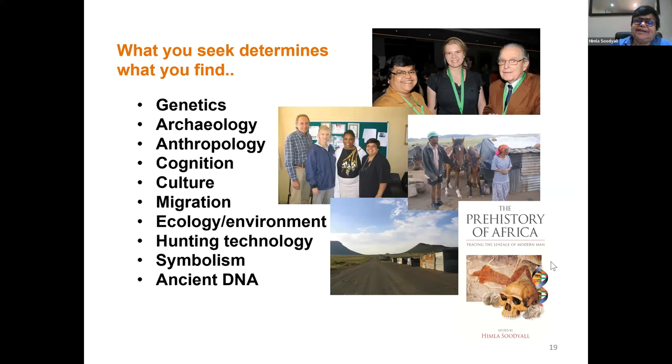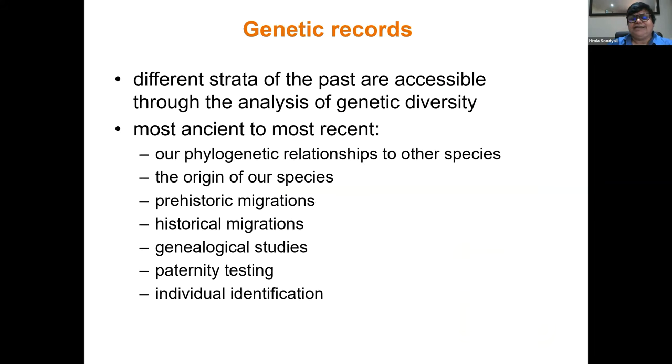And one of my first accolades is editing a book on the prehistory of Africa, which is, in my opinion, one of the first sources of bringing together in this multidisciplinary way, understanding how the different tools that have been used to reconstruct the prehistory of Africa have come together. And we still need to work on this to bring in the newer genetic tools to tell a fuller story. So using genetic records from the past, what can we learn from it? We can understand how we are related to other species. We can learn about the origin and migrations of our early ancestors. We can look at historical migrations that have been inferred.